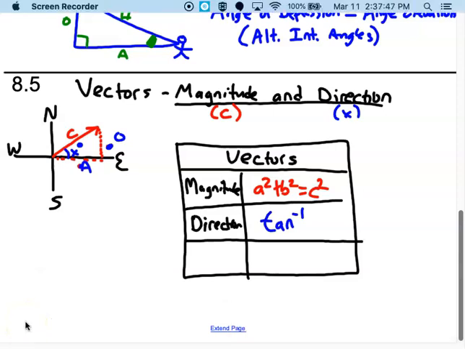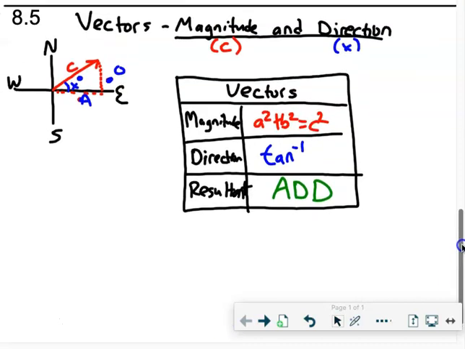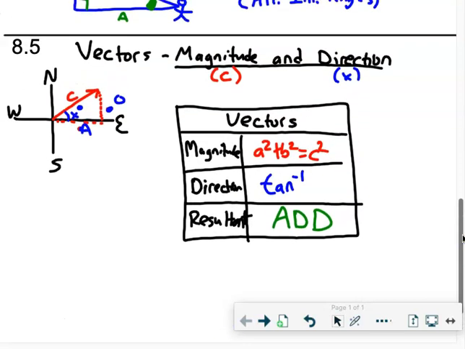The last thing I'll put in this table for vectors is I might ask you to find a resultant. That just means add. So you're adding vectors together if it says resultant. They'll give you two vectors and you're adding them together to get a total, a result.